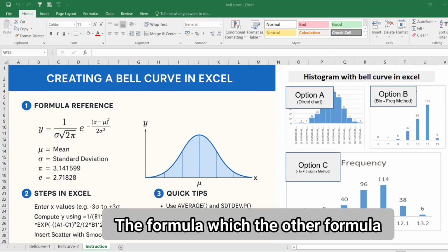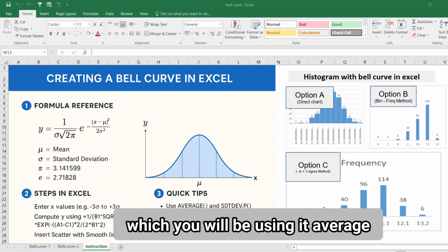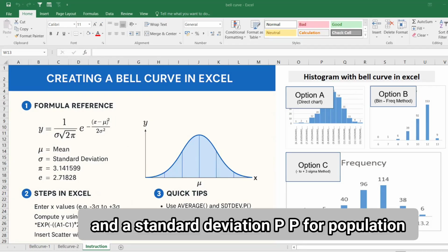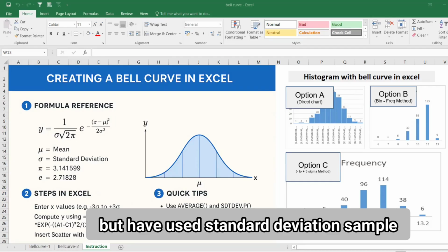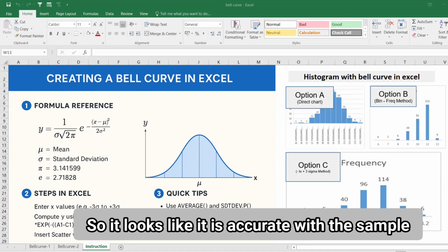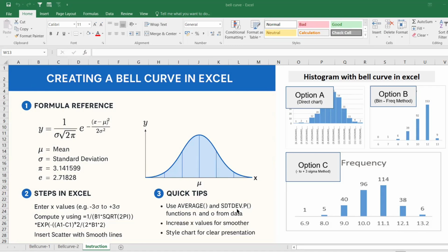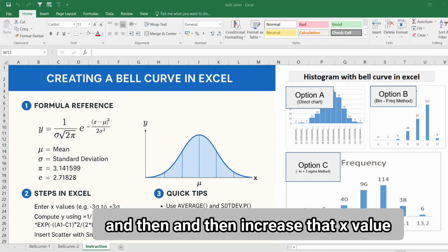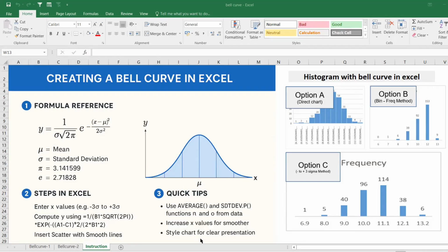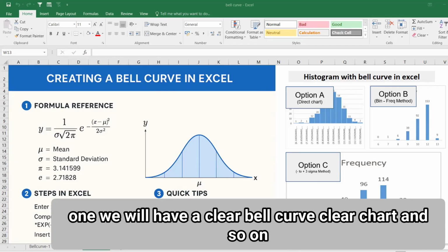The other formulas which we will be using: average, because we have the mu, so we are going to take an average, and a standard deviation. P is for population, but I have used standard deviation sample because it is my sample data, and I verified in many tabs that it looks accurate with the sample. So I'm going to use sample, and then increase that x value. In order to have it smooth, we can style it, so that we will have a clear bell curve, clear chart, and so on and so forth, right?